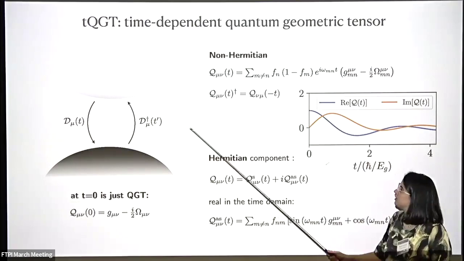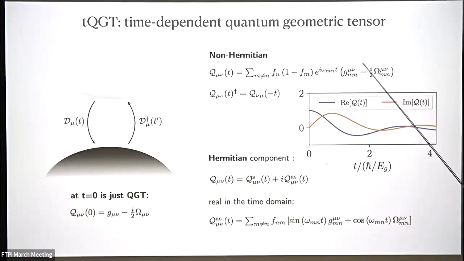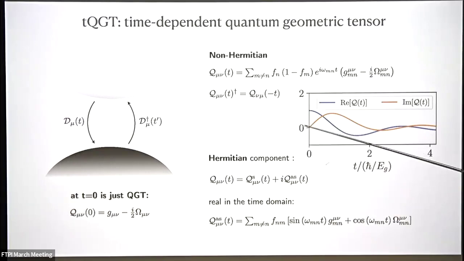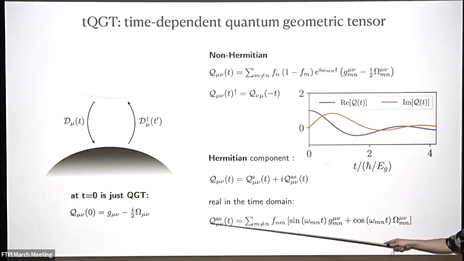So it's not the same, but let's just go with it and look at how this thing looks. First of all, it's non-Hermitian. If I dagger it, I will get the Q at minus T with the nu and mu swapped. At time equals zero it is exactly the quantum geometric tensor, okay? And it has some time dependence. If you look here, you can read directly the Berry curvature and metric, but it has some time dependence. And it has Hermitian components, so the symmetric and the anti-symmetric parts with respect to time. And if you look at one of them, the anti-symmetric part, you'll see that this is just something that rotates between metric and Berry curvature in some kind of periodic way, a very, very long period periodic way.